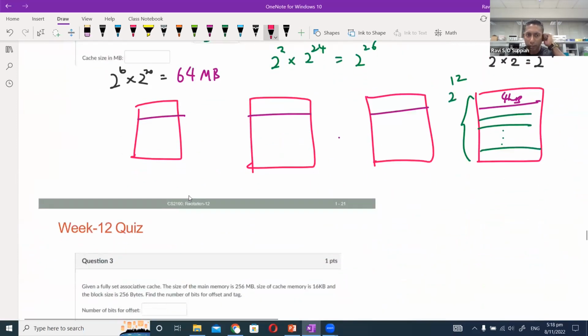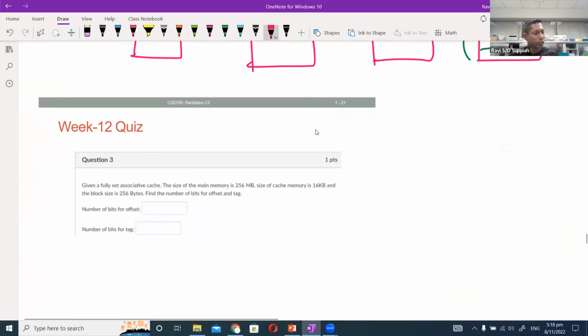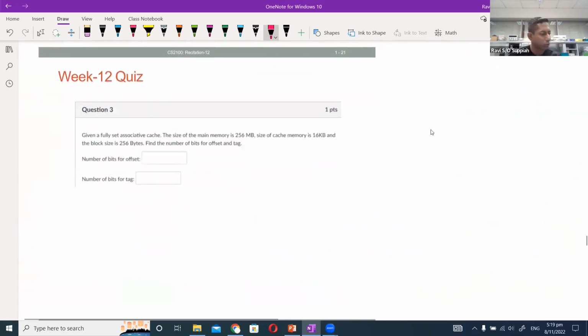Let's go on to the last question. The last question is about a fully set associative cache. We are given that the size of the main memory is 256 megabyte. Again, how many bits? It comes back to the same thing. 256 times megabyte, and megabyte is 2 to the power of 20. So 256 is 2 to the power of 8 times 2 to the power of 20, so it will be 2 to the power of 28. So we know that 256 megabyte is 28 bits.